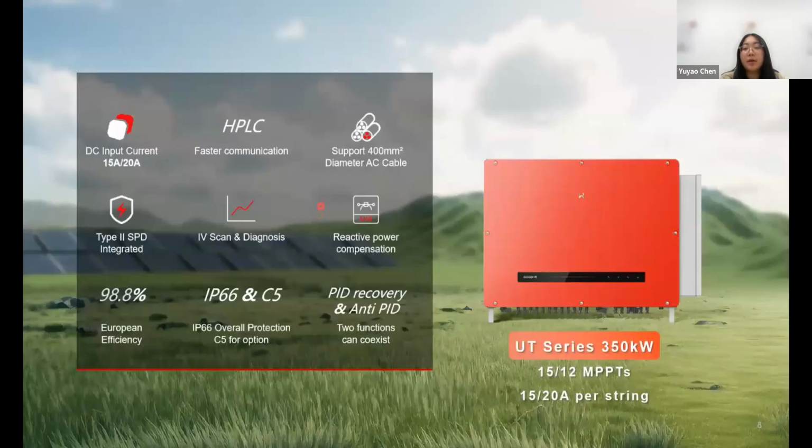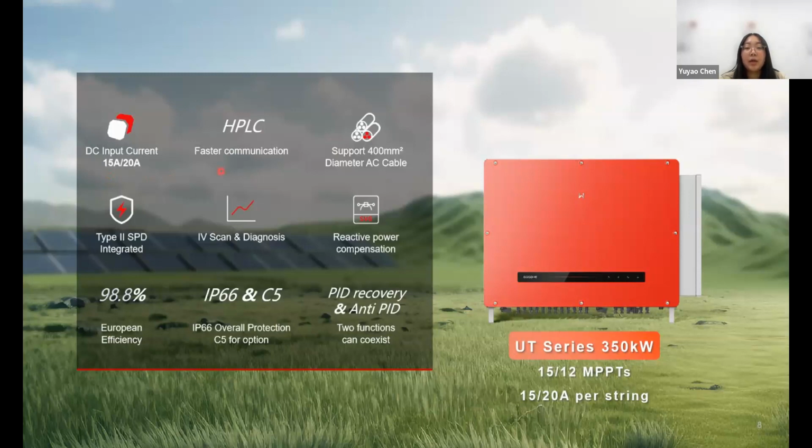First of all, our newly released product, the UT series. The maximum output power is 350 kilowatts. The power range of our UT series is 320 to 350 kilowatts. The DC current input can be either 15 or 20 amperes, depending on your module choice. For example, if you're choosing a PV module whose current is 14 point something, you can choose the 15 ampere version of our inverter. So with these two options, our inverter will be compatible with most of the PV modules in the market.